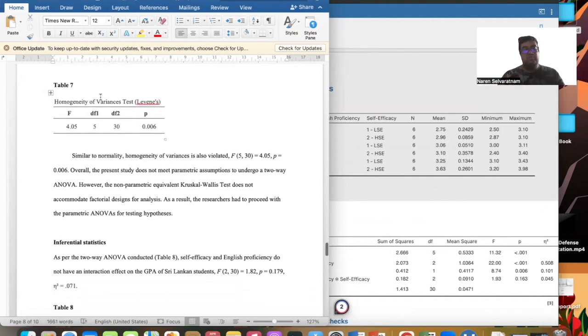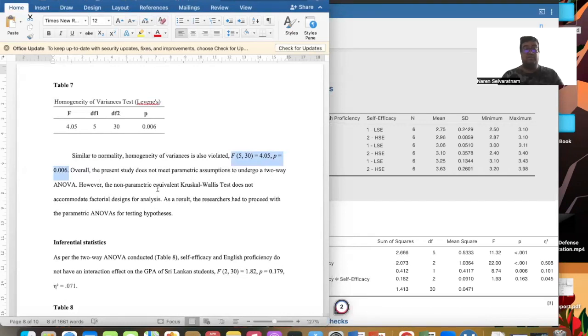And then we ran homogeneity of variance similar to normality. Homogeneity of variance is also violated. So this is the formatting technique for homogeneity of variances when you check for the Levene's test. You can watch my video on one-way ANOVAs as well, where I further explain how exactly you need to go ahead and report this. So overall, the present study does not meet parametric assumptions to undergo a two-way ANOVA.